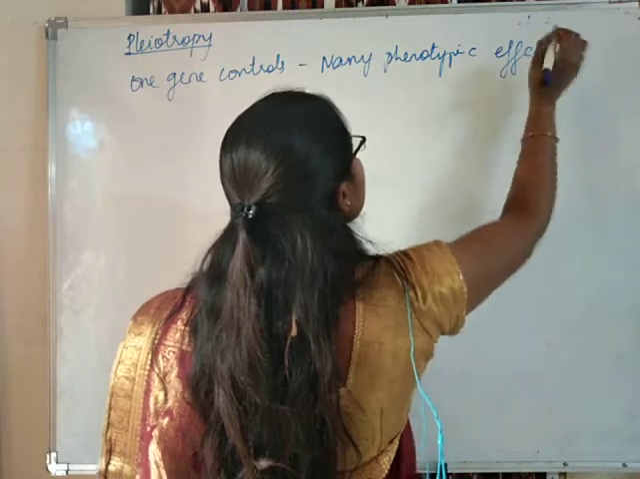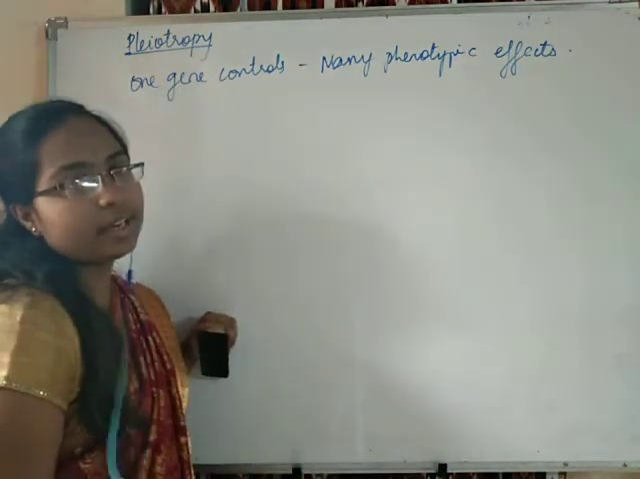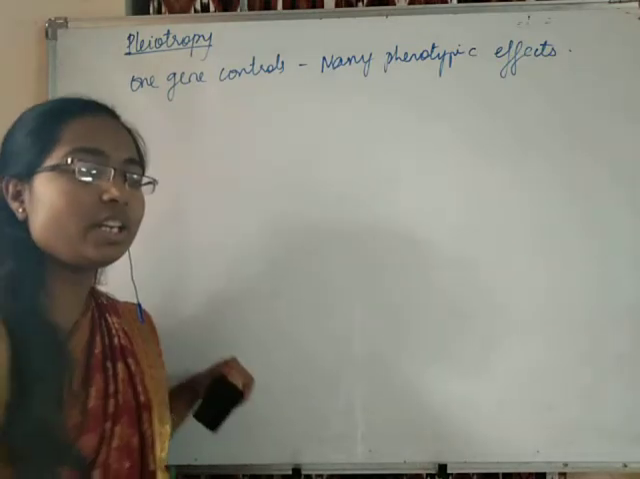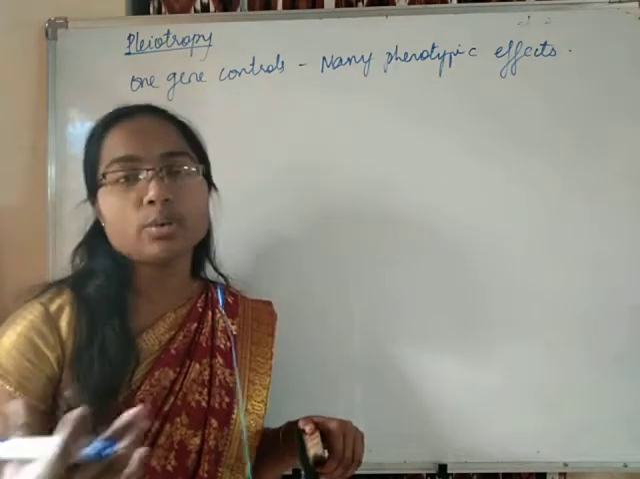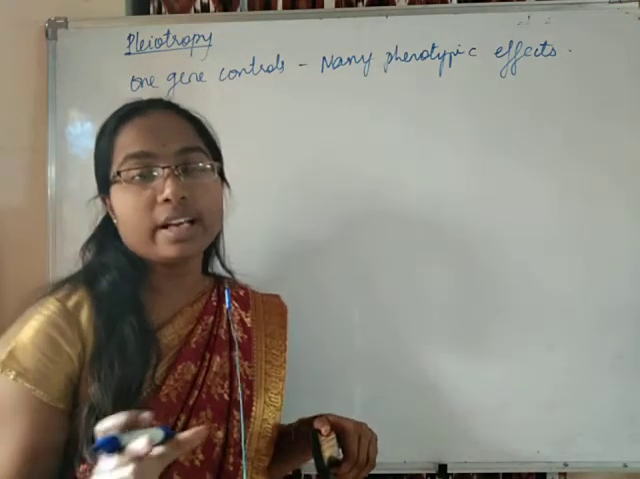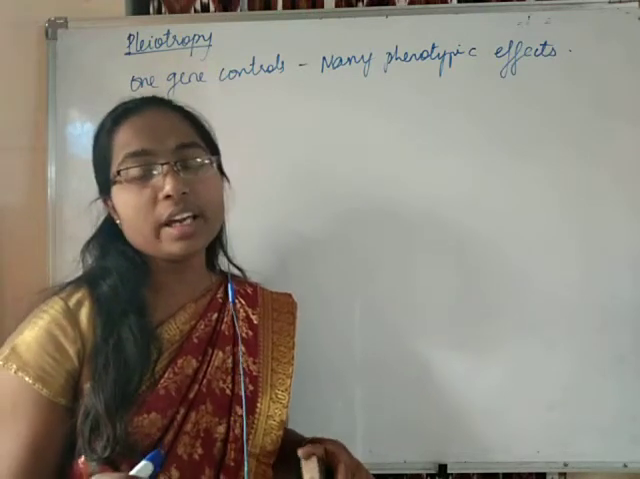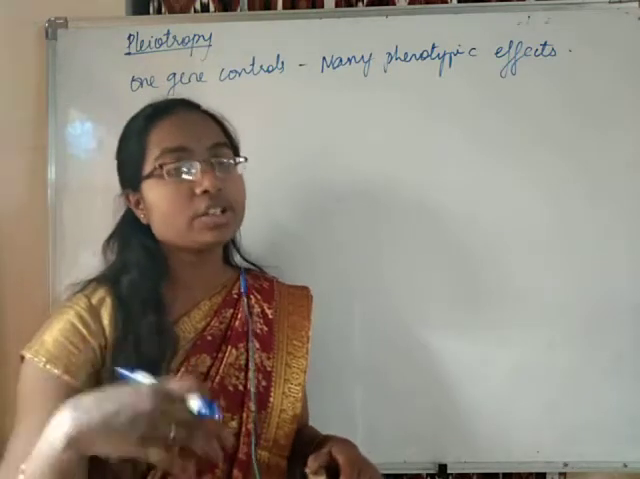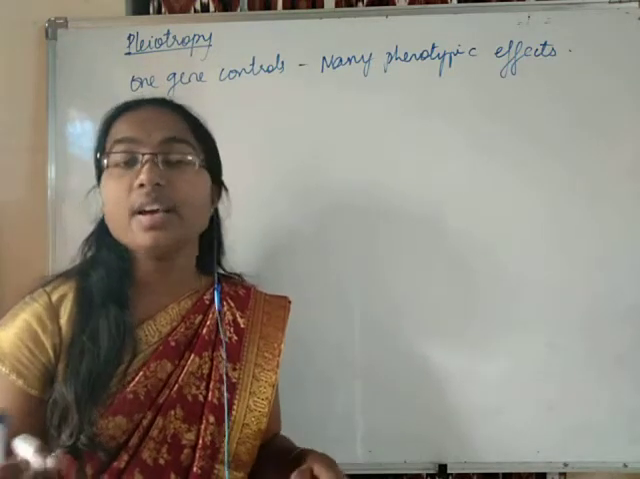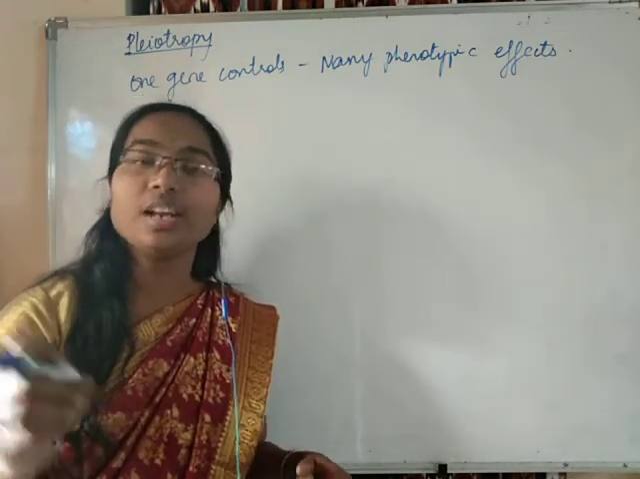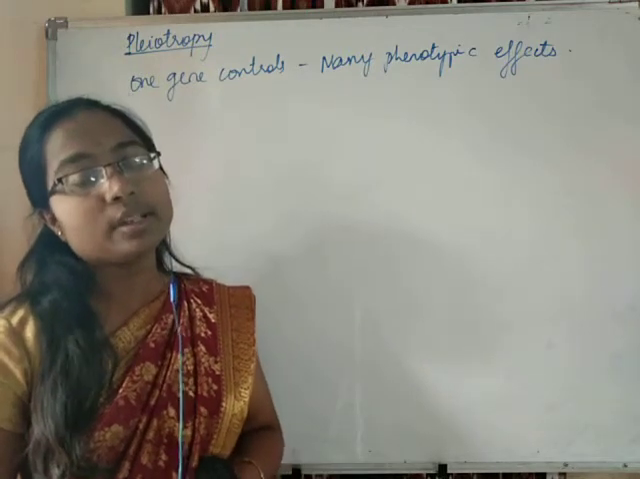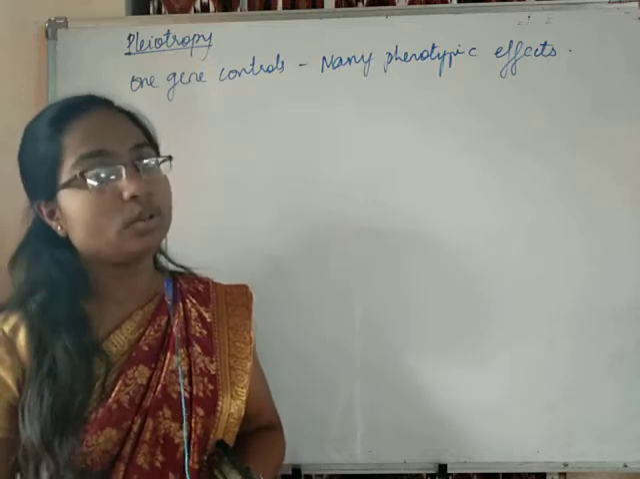One gene controlling many phenotypic effects is called Pleiotropy. Generally, this happens because the gene is controlling metabolism. Because this gene is controlling metabolism, one gene is going to show many phenotypic effects.